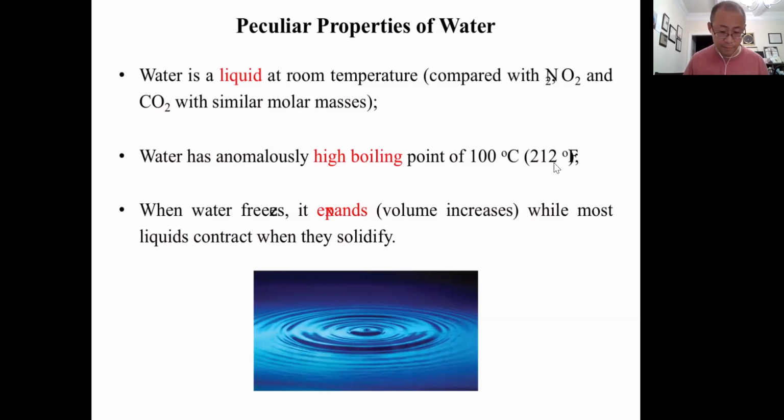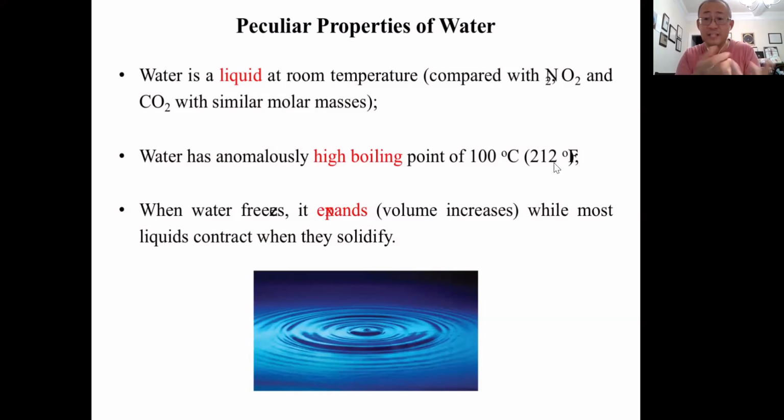So the first peculiar property is that water is a liquid at room temperature. Compare with other molecules with similar molecular weight, such as nitrogen, oxygen, and carbon dioxide. These molecules have similar molecular weight, but these are all gases. Even carbon dioxide has a much higher molecular weight than water, but water is a liquid.